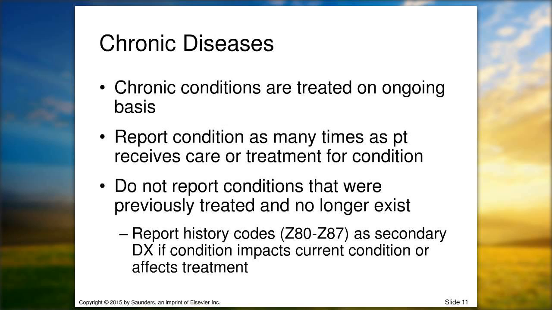For your chronic diseases, over on page 67 in your step-by-step book, your chronic conditions are treated on an ongoing basis. You report the condition as many times as the patient receives care or treatment for that condition. You would not report the conditions that were previously treated and no longer exist. So if you report a history code using Z80 through Z87, you would report the history code as a secondary diagnosis if that condition actually impacts the current condition or affects the treatment.